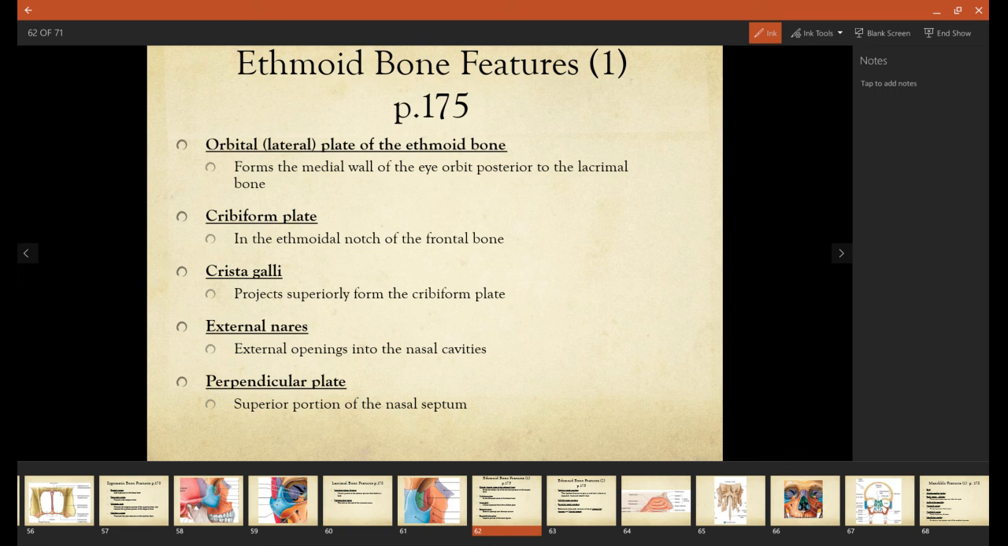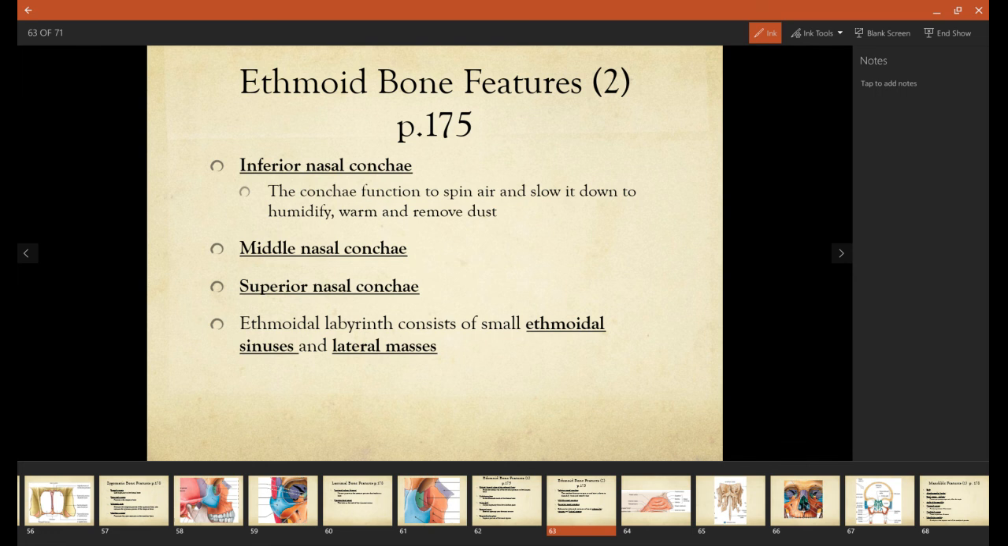The external nares are the external openings into the nasal cavity. So coming from the outside world, you'll hit the external nares before you get into the nose. And then the perpendicular plate is going to be the top part of the nasal septum, but this actually sticks out the bottom of the ethmoid bone.